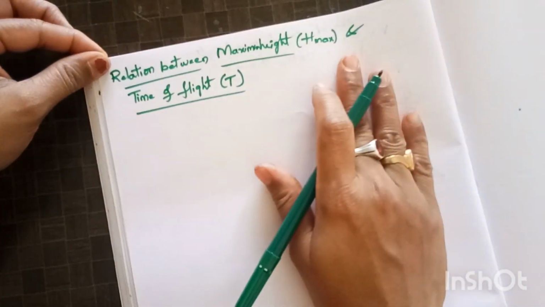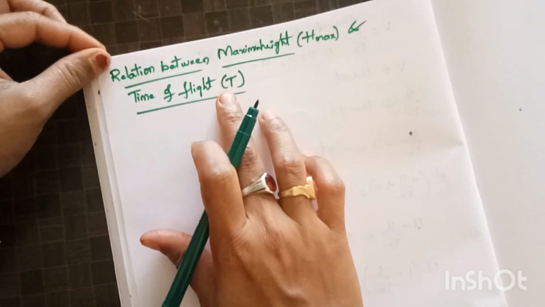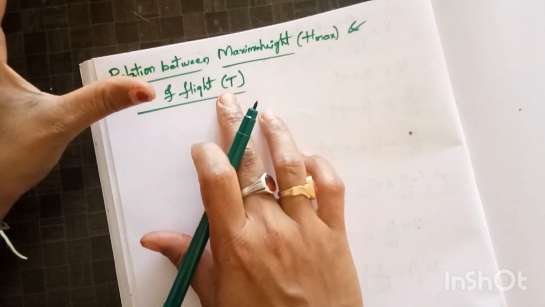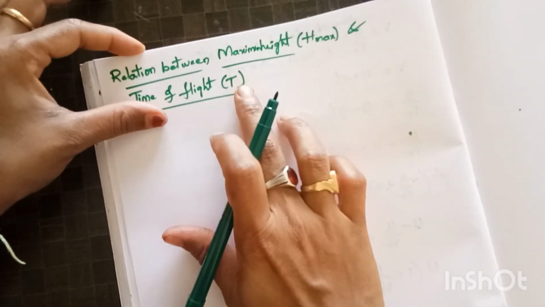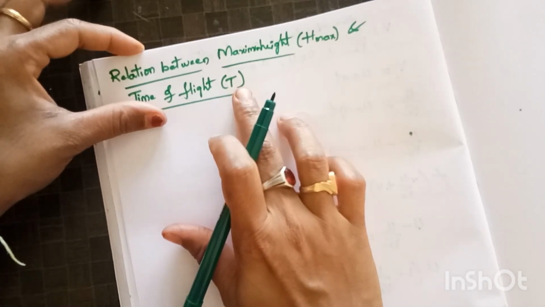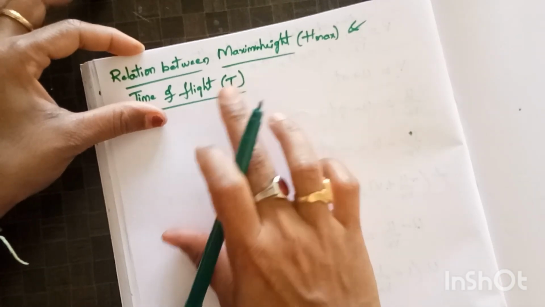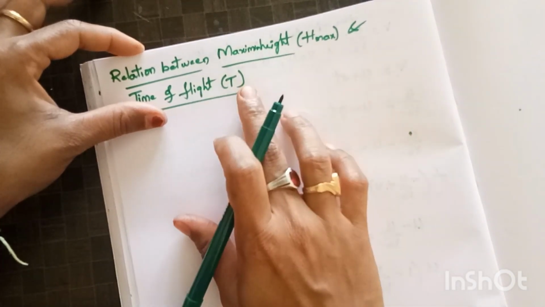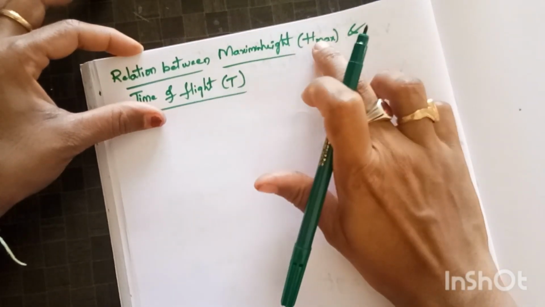Now we are going to find the relation between maximum height and time of flight. We are calculating an expression to find the relationship between maximum height and time of flight. When an object is thrown vertically upward, after reaching the maximum height it freely falls downward and reaches the ground. The time taken for the total journey is taken as the time of flight. So we are calculating the relationship between capital T and H maximum.